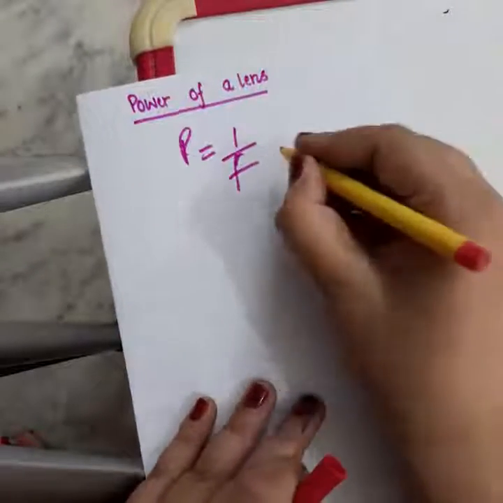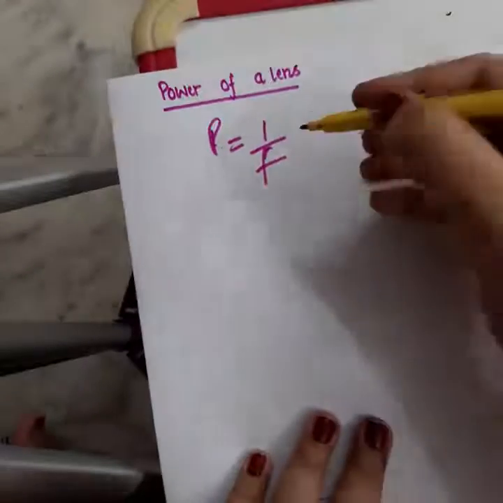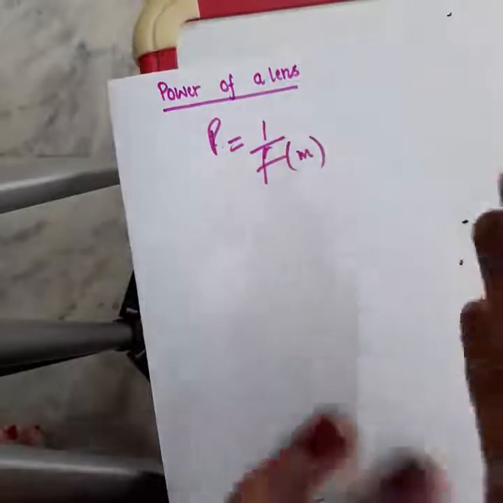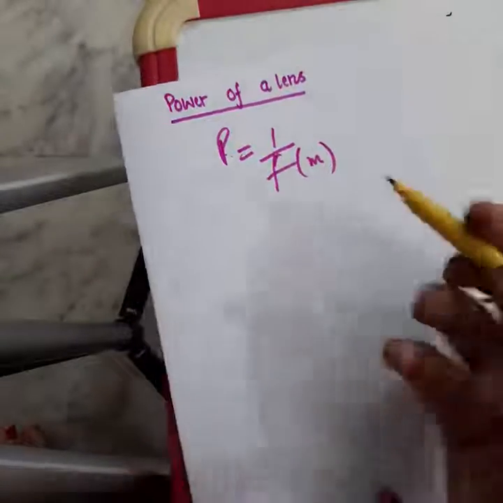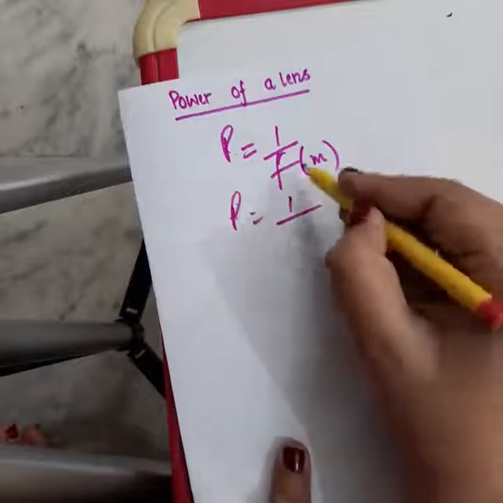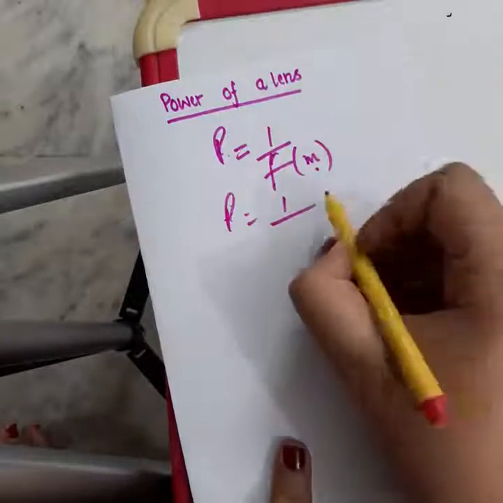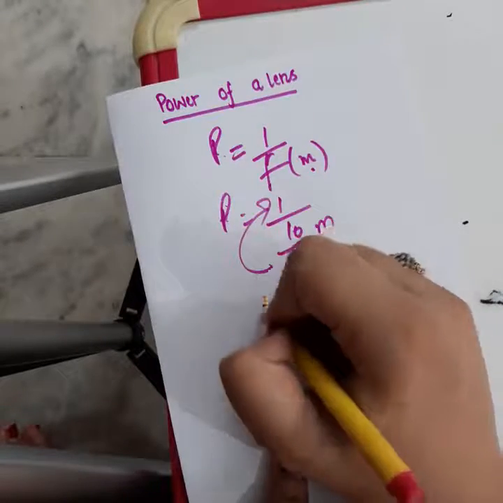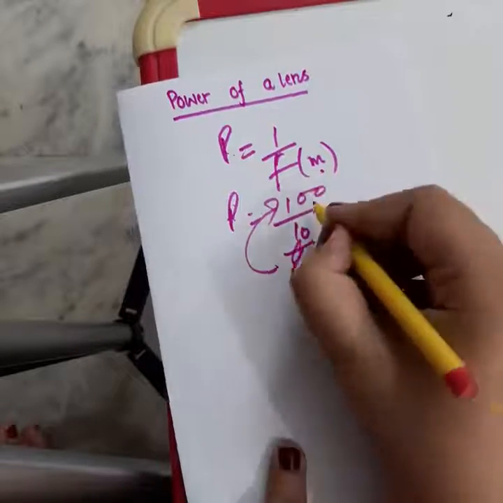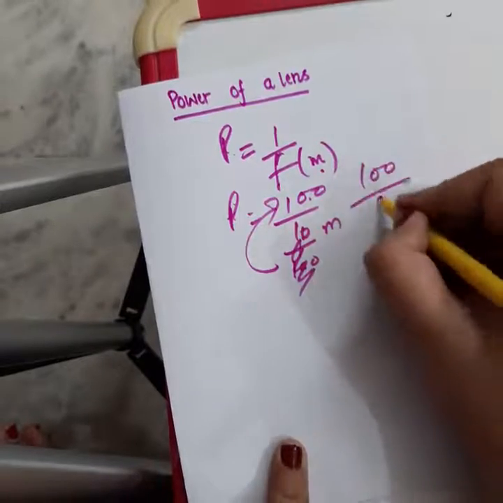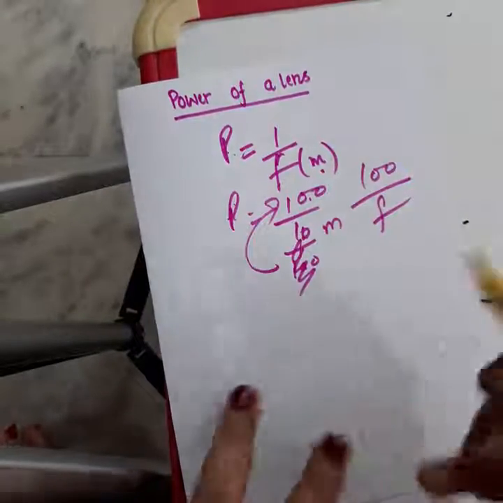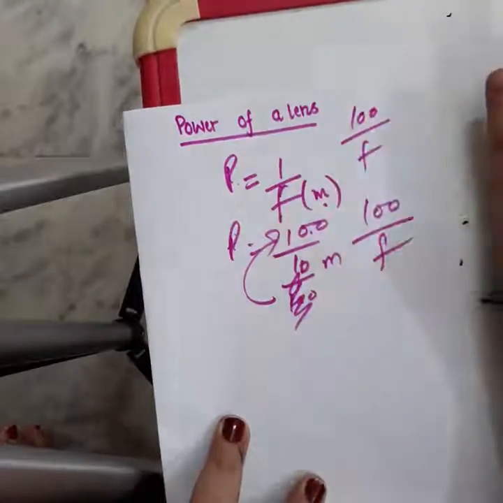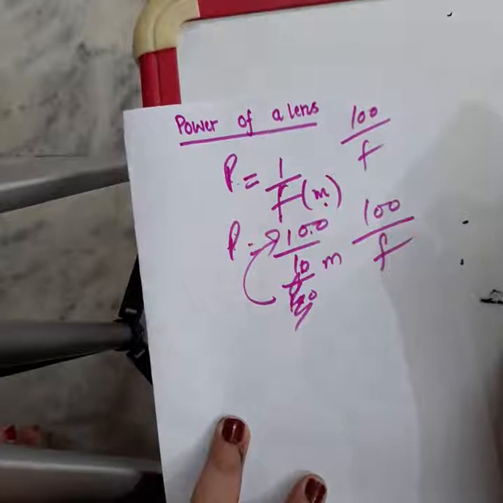Okay, and if the focal length is measured in meters, we use this relation. Had the focal length been given in centimeters, then what would happen? Now you know that if the value of the focal length is 10 centimeters, you will write it as 10 upon 100 meters. So this 100 would jump upwards and you will be left with 100 upon 10, or 100 upon focal length. So when the focal length is given in centimeters, use this relation to find the power, and when the focal length is given in meters, use this relation to find the power.